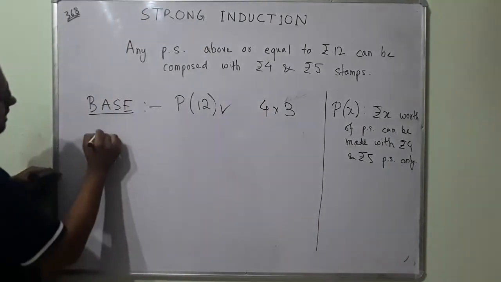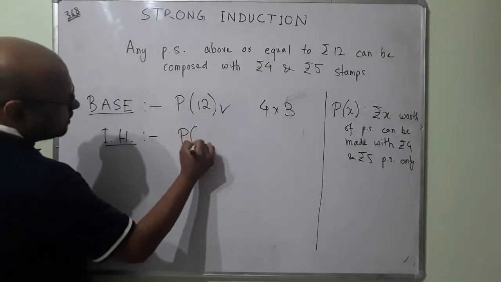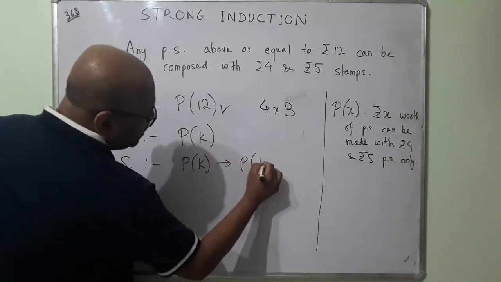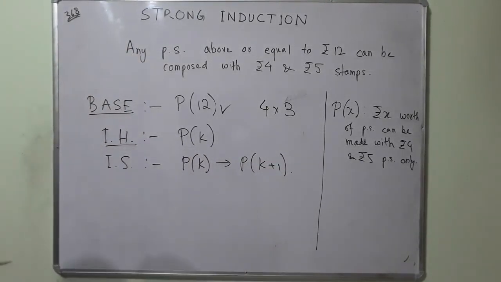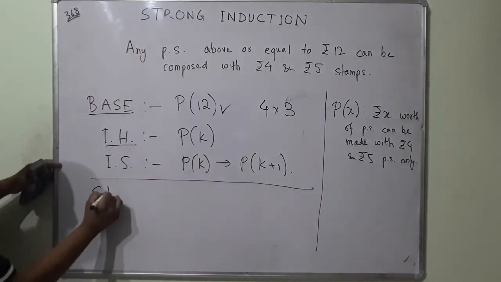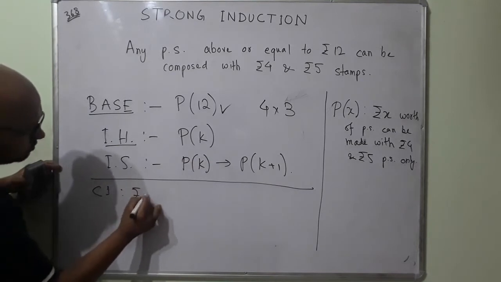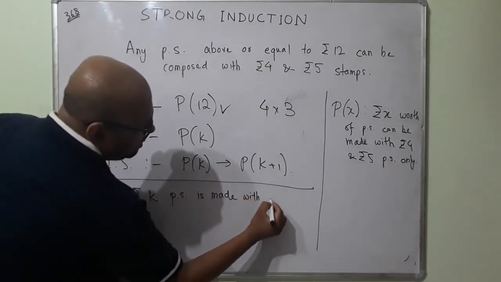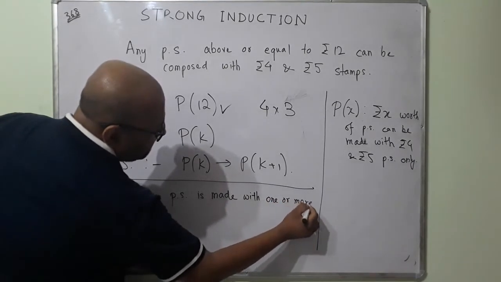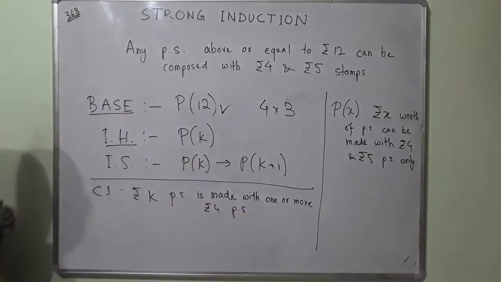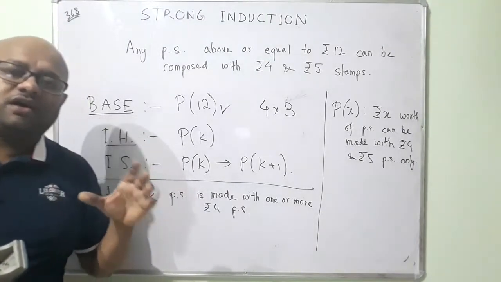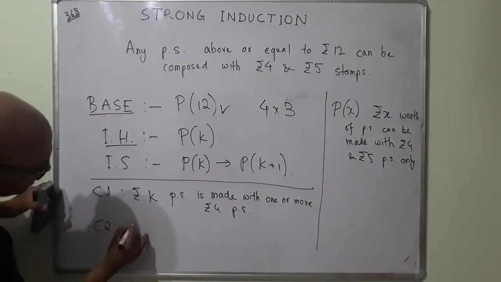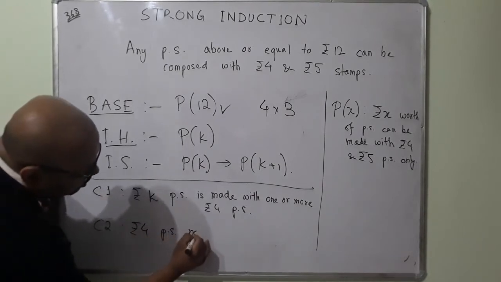We have proven this. Now our inductive hypothesis: we are going to assume that it is true for P of k. In our inductive step, we have to prove that if P of k is true, then P of k plus 1 is true. Now before we prove this, there are two cases possible. Case 1 is rupees k postage stamp is made with one or more rupees 4 postage stamps. In one case, rupees 4 worth of postage stamp was used. In the other case, rupees 4 postage stamp is not used.